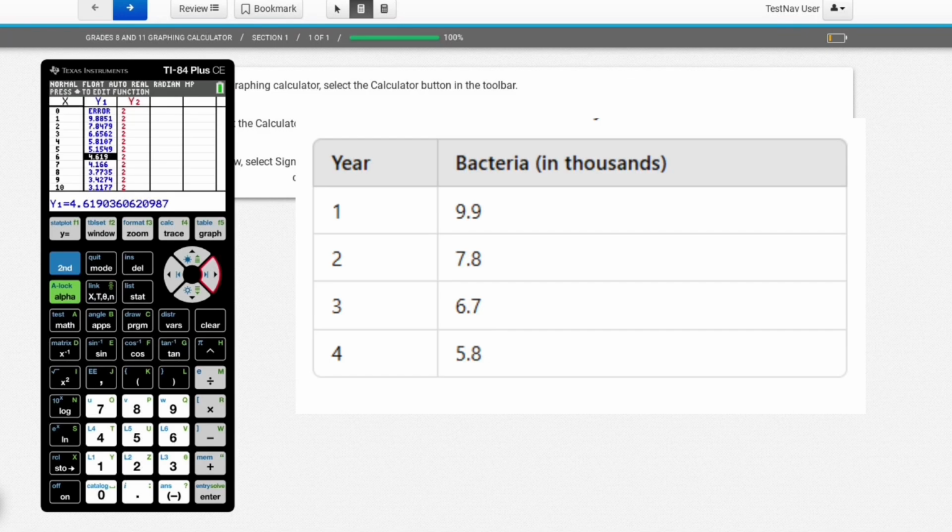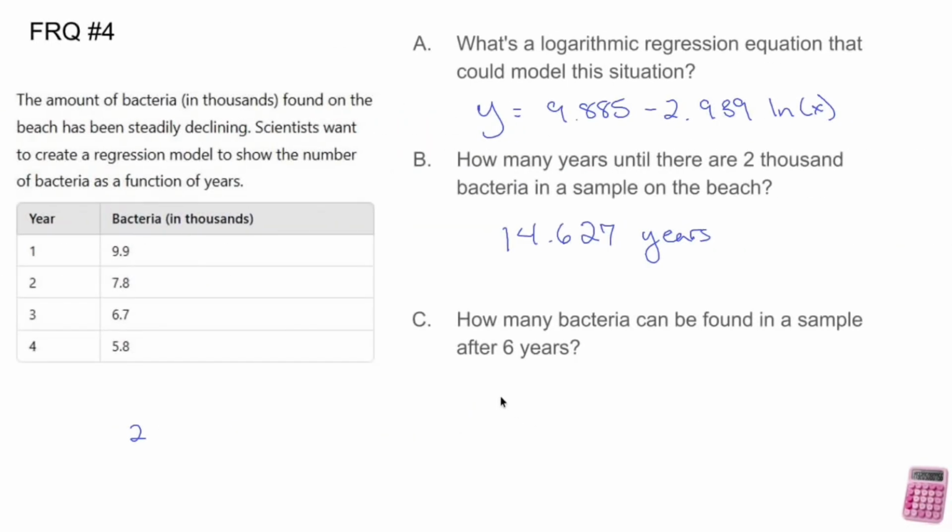So let's go back and write that out. Now, the number that we got was 4.619, but what that means in this case is 4,619 bacteria. All right, so that concludes our Unit 2 practice test.